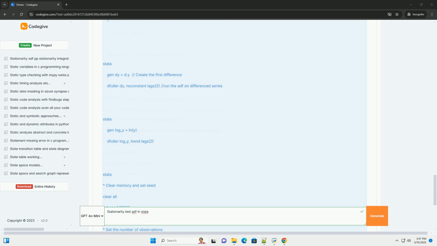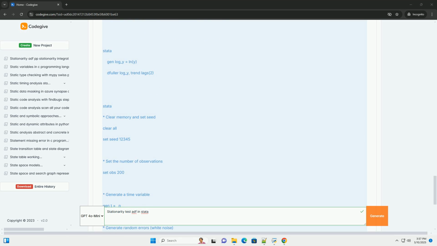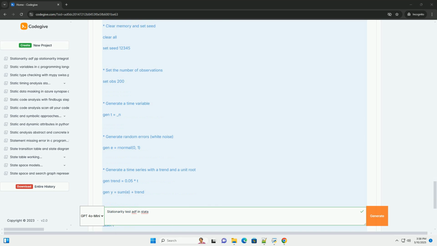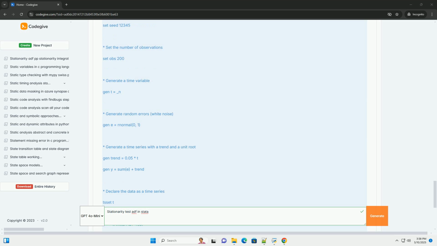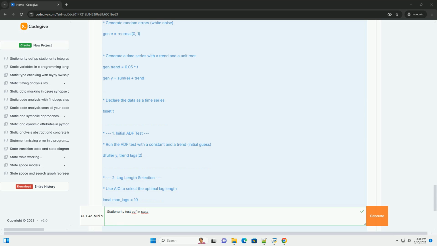Constant autocovariance. The covariance between values at different points in time depends only on the lag, the time difference between the points, and not on the actual time points. In other words, the pattern of dependence between observations separated by a certain number of periods should be stable over the entire series. Why stationarity matters.